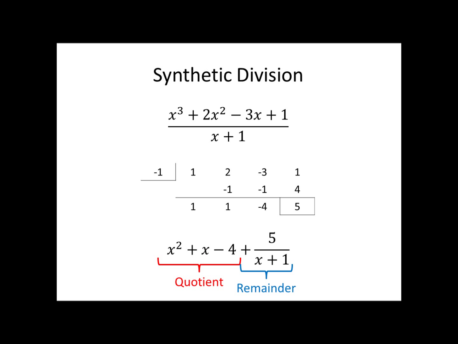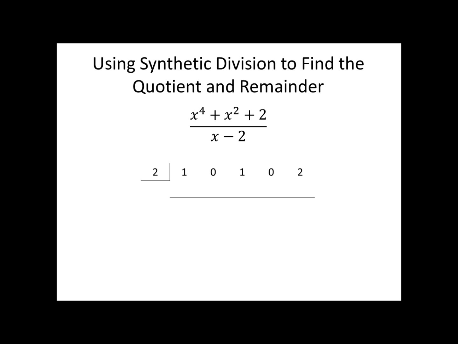this is what they want you to find. Okay, so let's do an example where we're using synthetic division to find the quotient and the remainder. So we're taking x to the fourth plus x squared plus 2 and dividing by x minus 2.